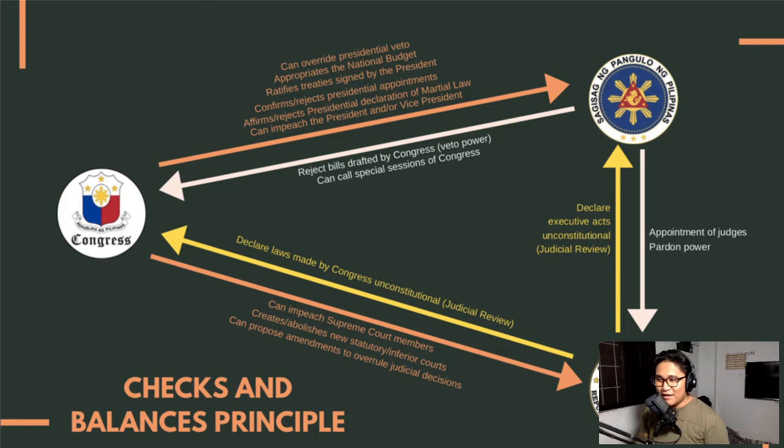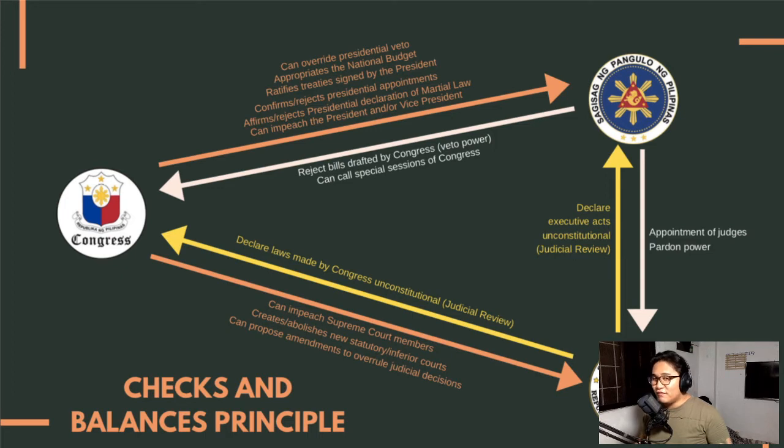Pero disclaimer lamang, makikita nyo agad na sobrang daming kapangyarihan ng Congress. Okay? By principle, sobrang dami nilang kapangyarihan to check both or each branches. Pero makikita din natin dito na si Supreme Court, one of its powers is sobrang makapangyarihan to check the other two. So let's talk about Congress, how the Congress checks the executive branch.